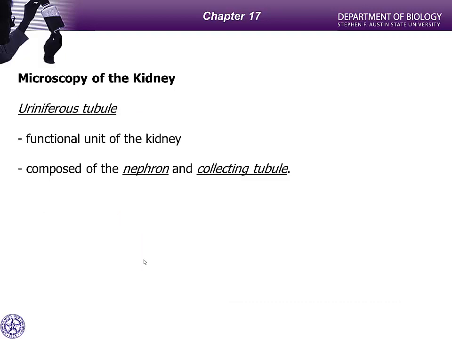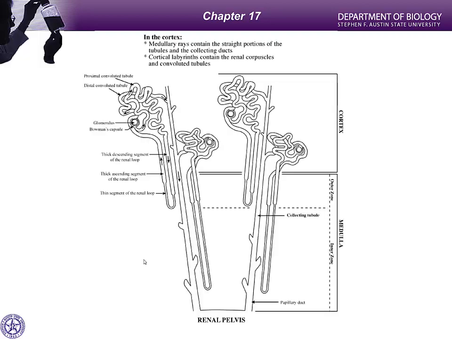So now let's move from looking at organs to looking at smaller units. And this is where we're starting to get into the histology of the urinary system and the kidney. Now, the functional unit of the kidney is referred to as the uriniferous tubule, and it's composed of two smaller categories. We have the nephron, which we will define in just a moment, and the collecting tubule. These two components together make up the uriniferous tubule and going to function in the kidney in many regards for the conservation of salts and the conservation of water, proteins, and carbohydrates.